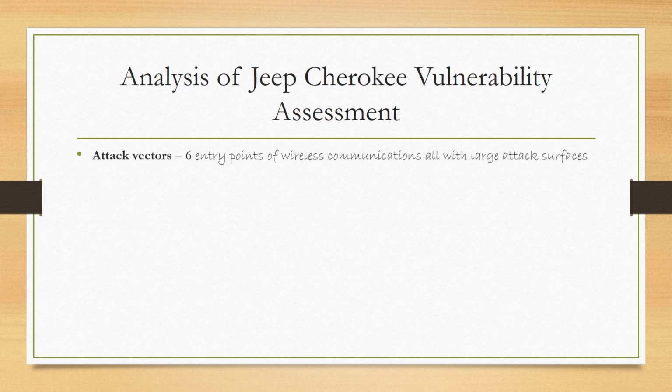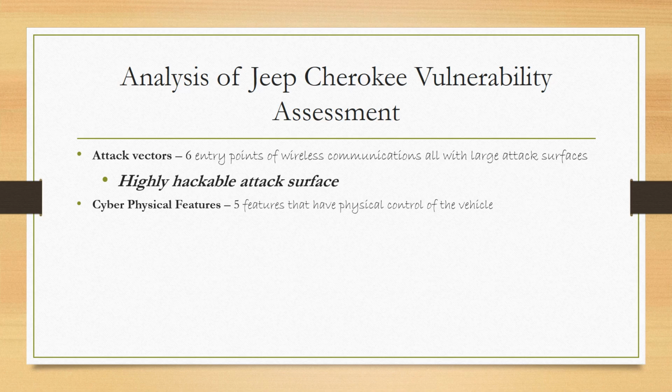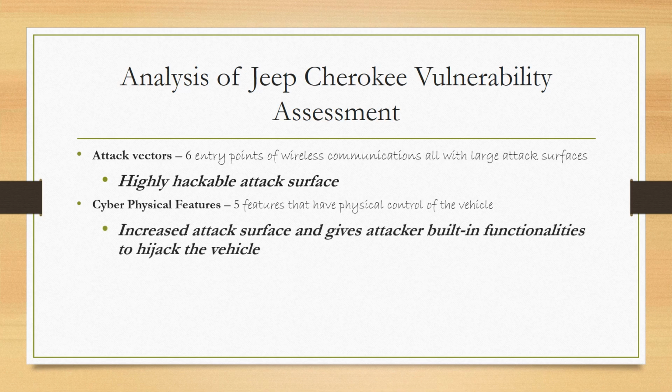Analysis of Jeep Cherokee vulnerability assessment. Attack vectors. Jeep Cherokee has 6 entry points of wireless communications, all with large attack surfaces. So highly hackable attack surface. Cyber physical features. There are 5 cyber physical features, that is 5 features that have physical control of the vehicle. Not only does that increase the attack surface, but also gives the attacker built-in functionalities to hijack the vehicle.